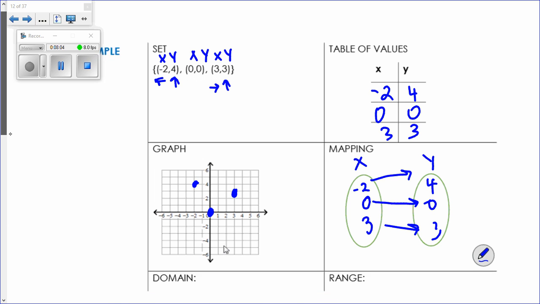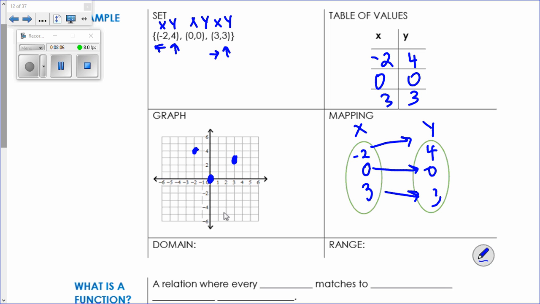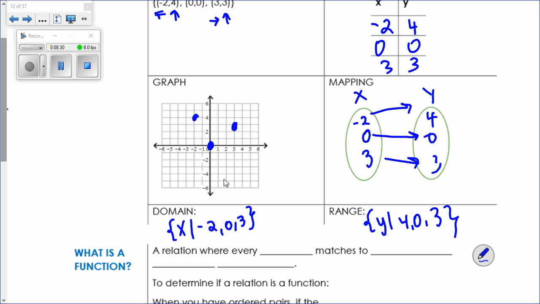Easy peasy. Now, what about your domain here? Your domain is x bar, -2, 0, 3. My range, y bar, 4, 0, and 3. Close bracket. And that's pretty much all you need to know for a relation at this point in Algebra 2, because we're going to cover those things going forward.